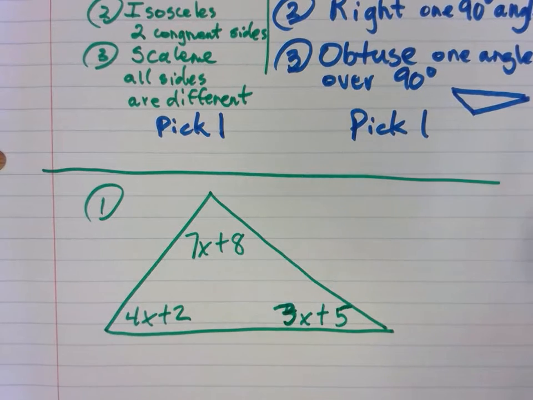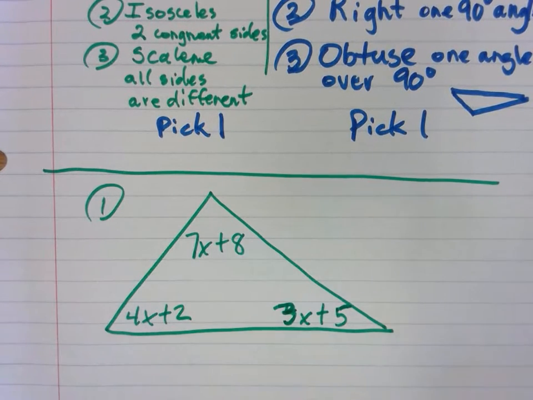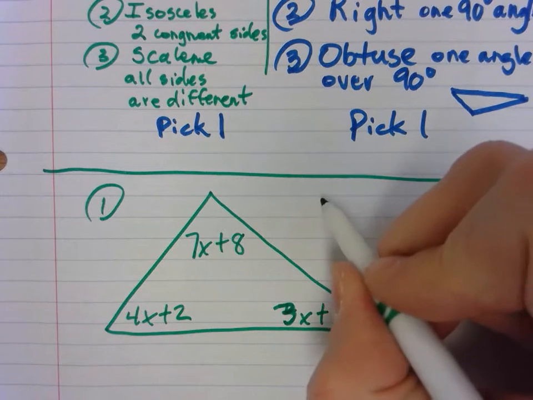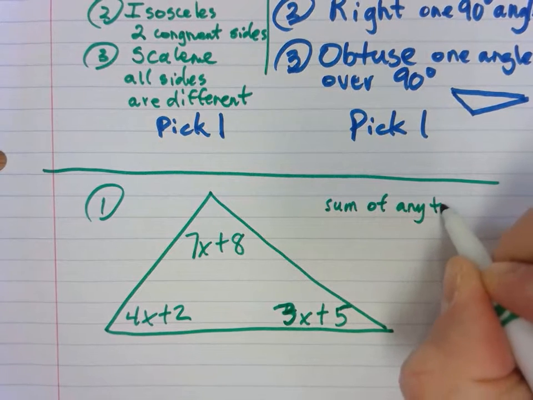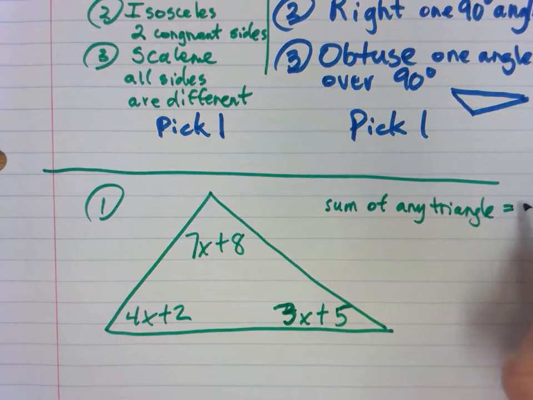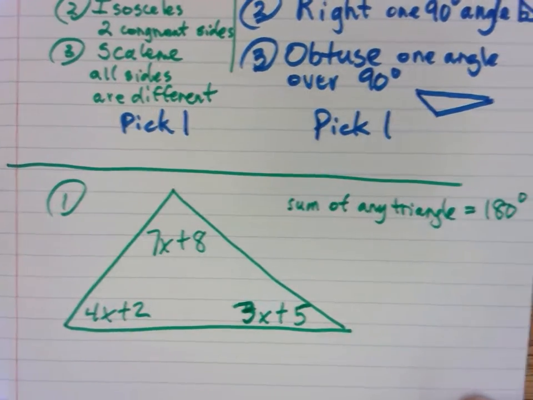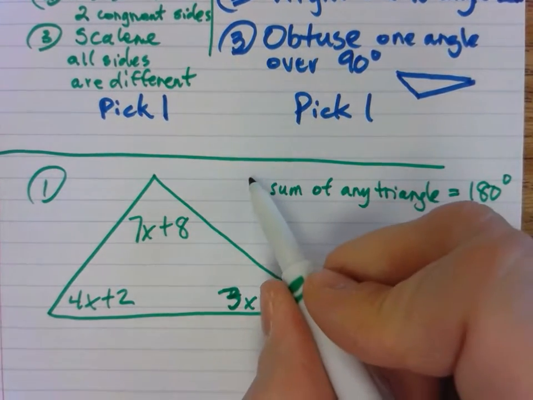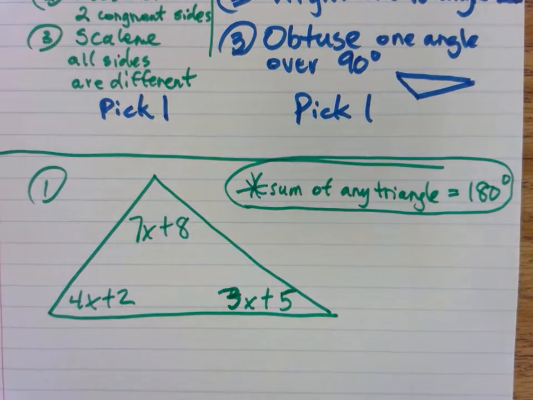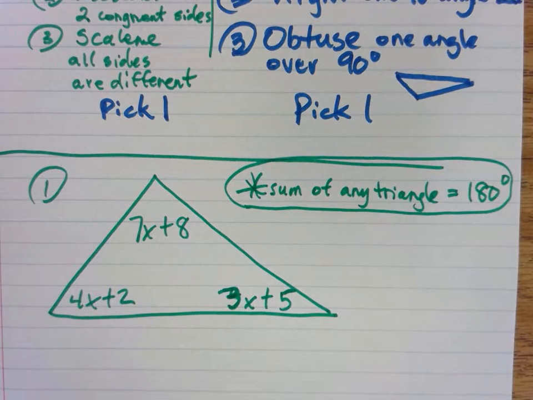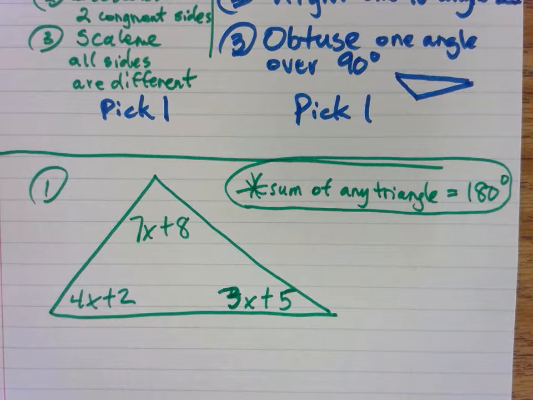Now the question is, do you know how much all these angles are supposed to add up to in a triangle? Do you know what the sum of a triangle is? Okay, the sum of any triangle equals 180 degrees. If you didn't know that, you need to make sure you get that down right there. That is a gold nugget for today. Sum of any triangle is 180. So when you add these three up, just like if it was supplementary, you're going to set it equal to 180 degrees.